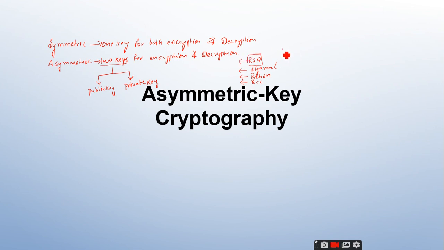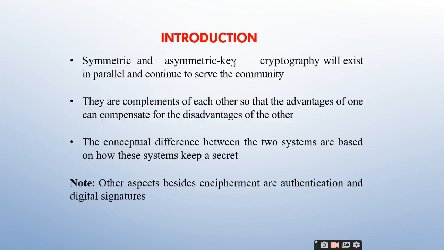Right. Other than this, we have one more very important algorithm, which is the Diffie-Hellman algorithm. Right. So we know what an asymmetric key cryptography is. We know what are the two keys that we are going to use under this asymmetric key cryptography. We have seen some examples. What are all the different algorithms that come under this asymmetric key cryptography, that also we have seen. And now we will start our discussion with the introduction to asymmetric key cryptography.